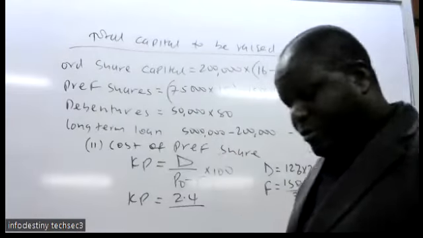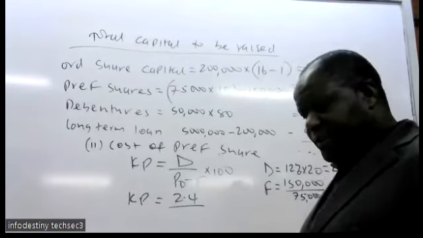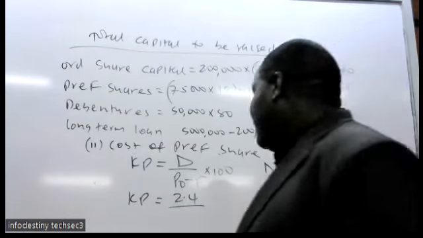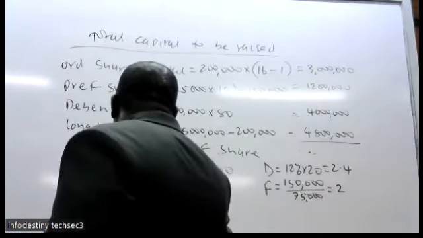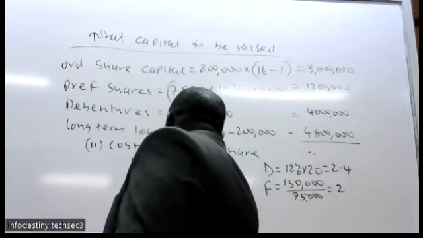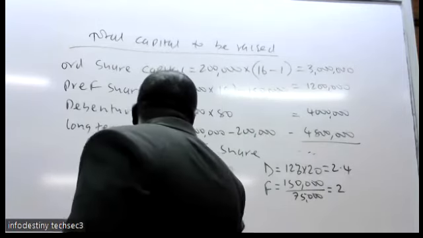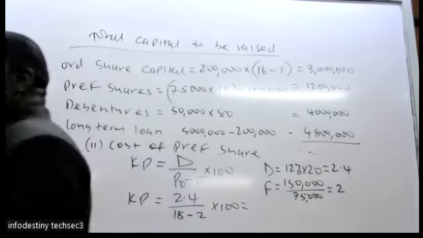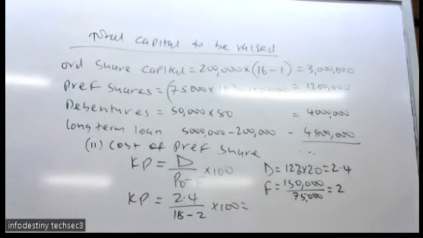Divided by PO. PO was given as how much? It was issued at 18. So 18 minus the flotation cost. 18, the flotation cost of 2 shares. Could you have just calculated?